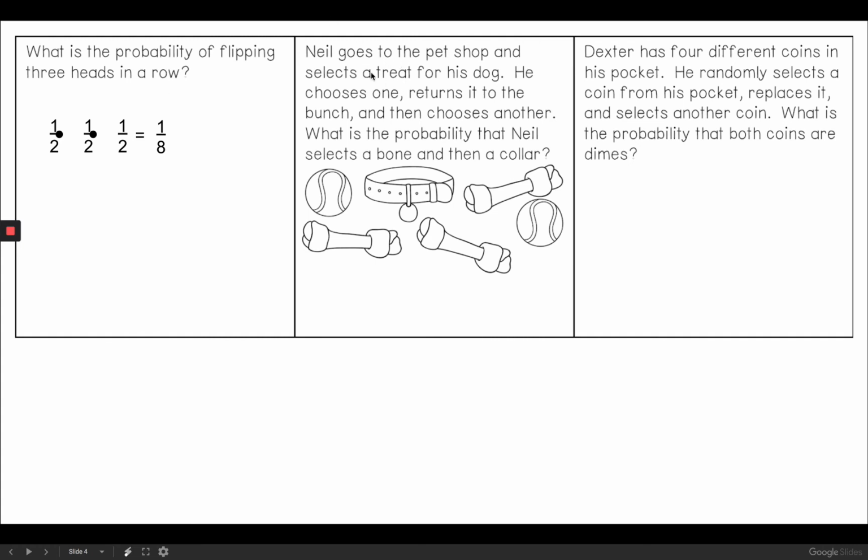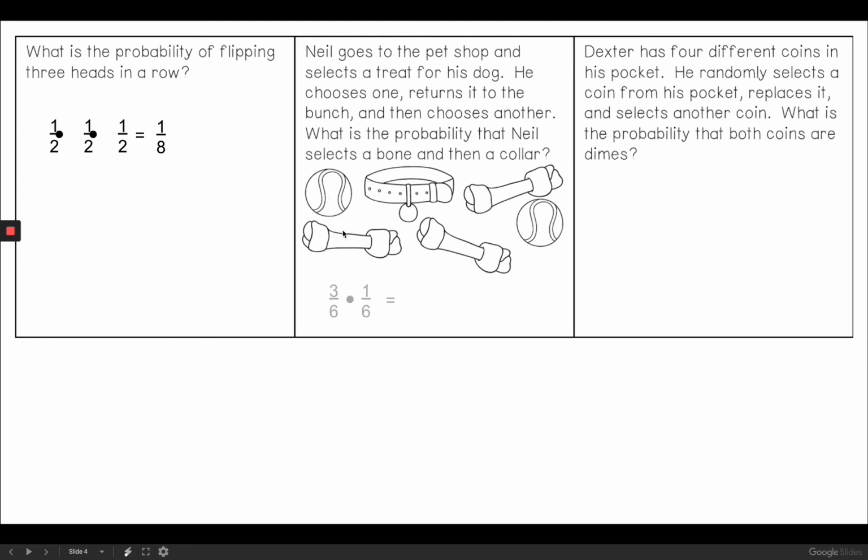Neil goes to the pet shop and selects a treat for his dog. He chooses one, returns it to the bunch, and then chooses another. What's the probability that Neil selects a bone and then a collar? Well, there are 3 bones here, and we have 1, 2, 3, 4, 5, 6 items.